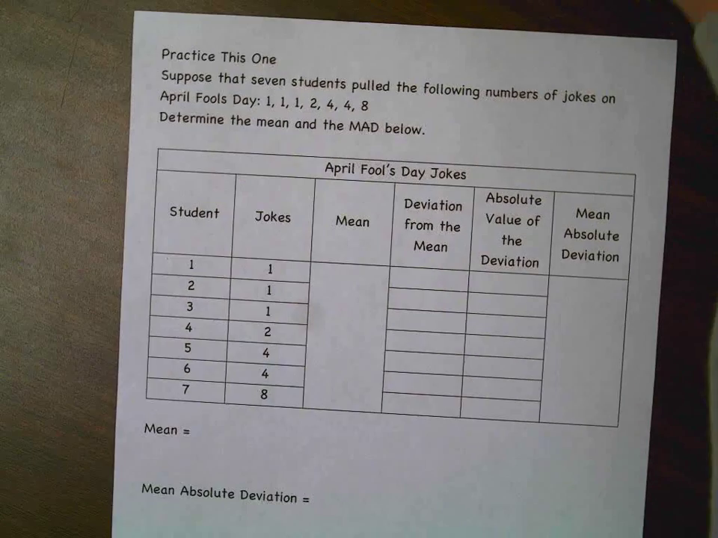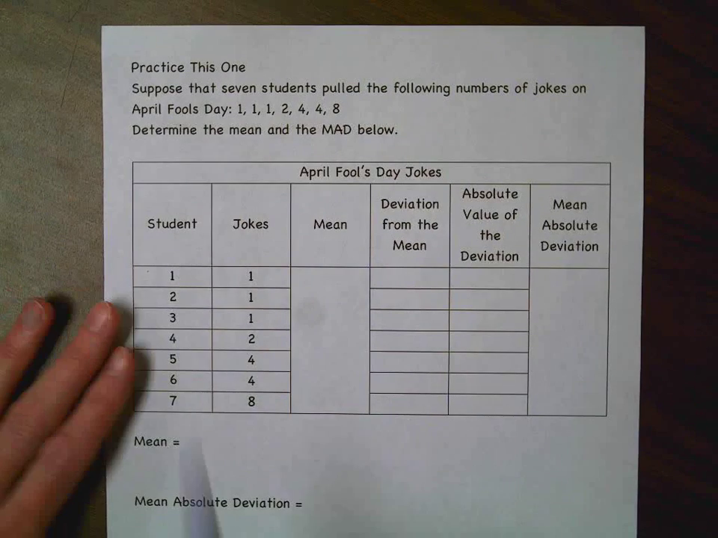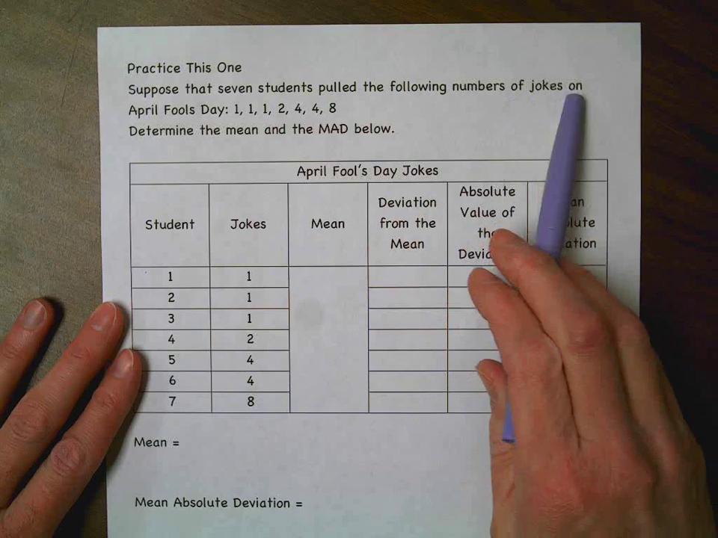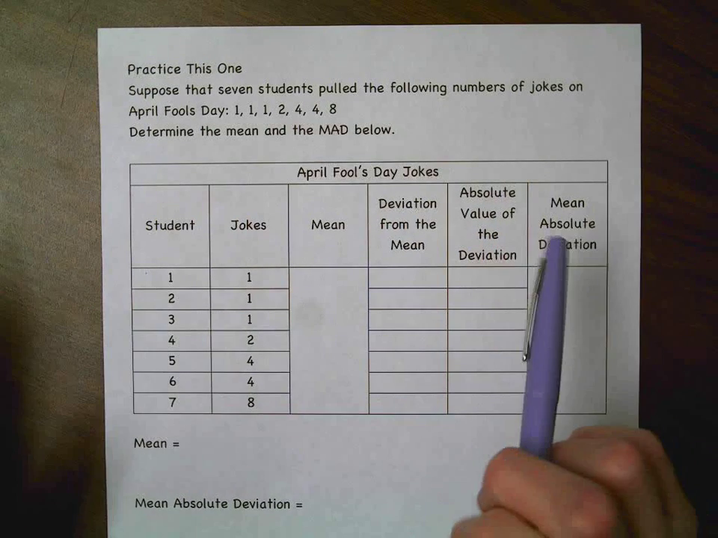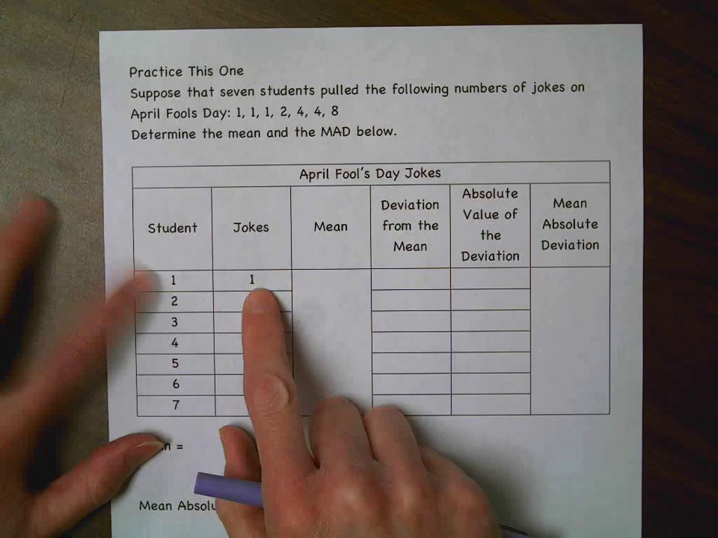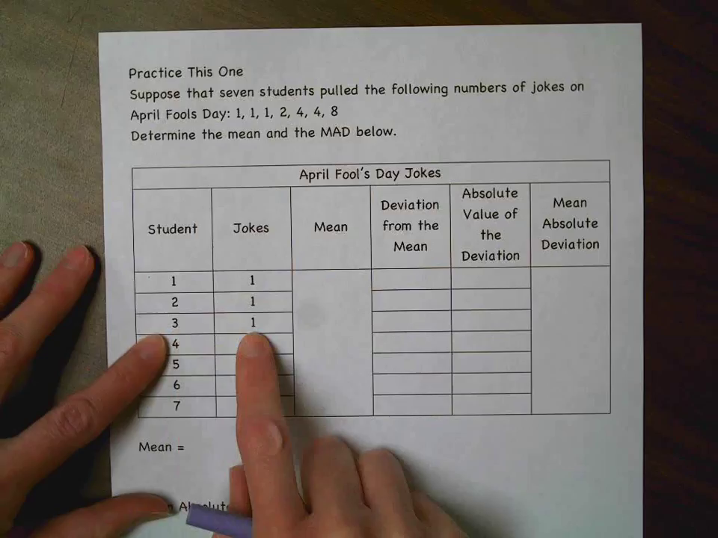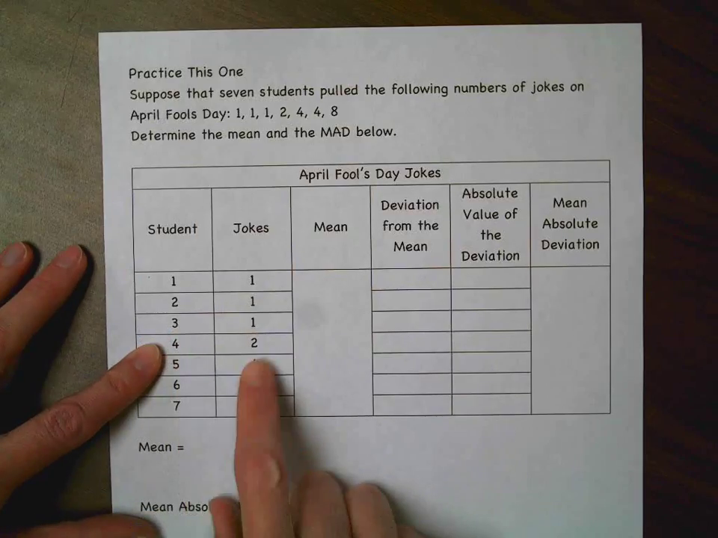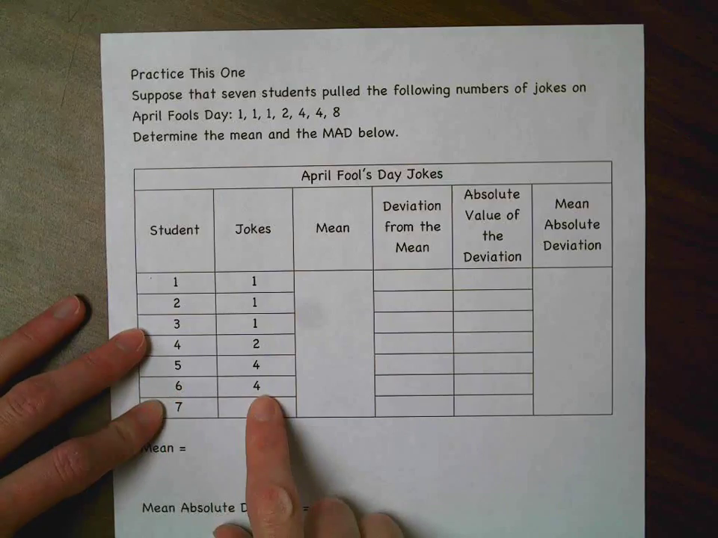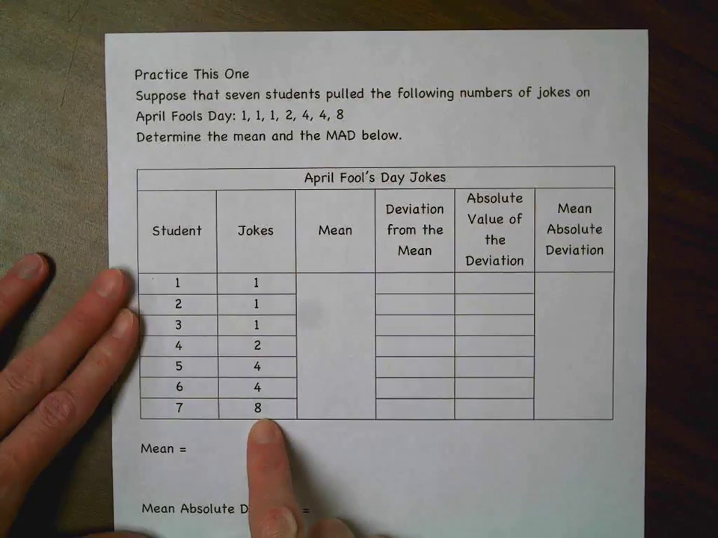Okay, so you get to practice one now. Woohoo! All by yourself. All right, so practice this one. Suppose that 7 students told the following numbers of jokes on April Fool's Day. So April Fool's Day is coming up, and student number 1 told 1 joke. Student number 2 told 1 joke. Student number 3 told 1 joke. Student number 4 told 2 jokes. Student number 5 told 4 jokes. Student number 6 told 4 jokes, and student number 7 told 8 jokes.